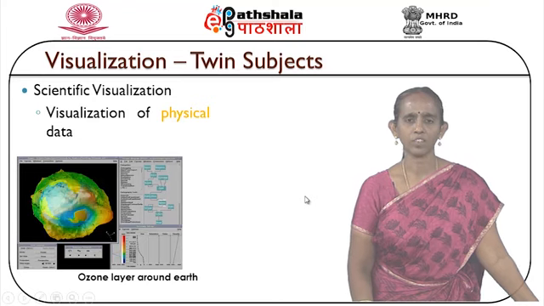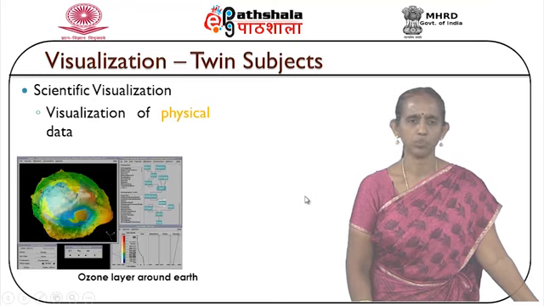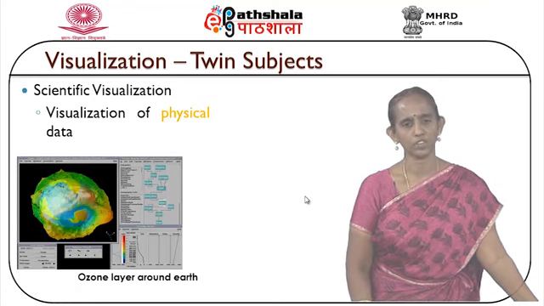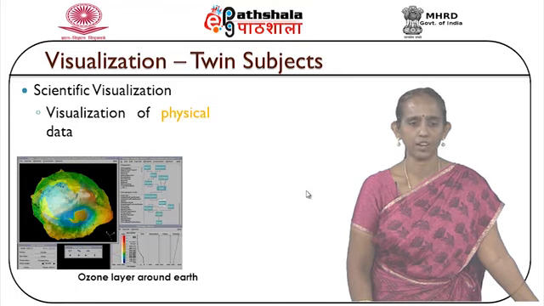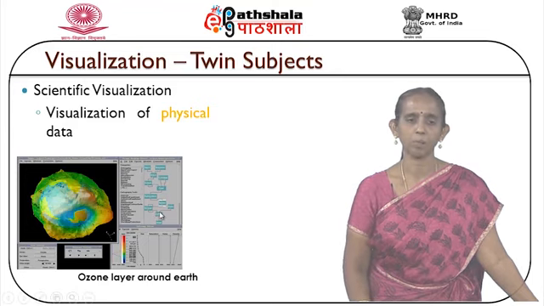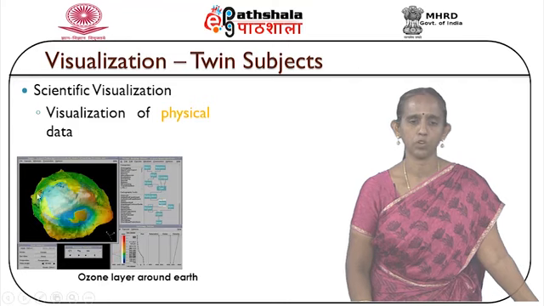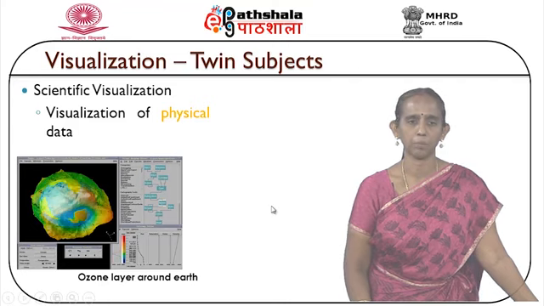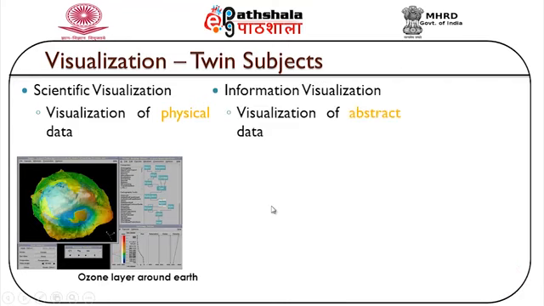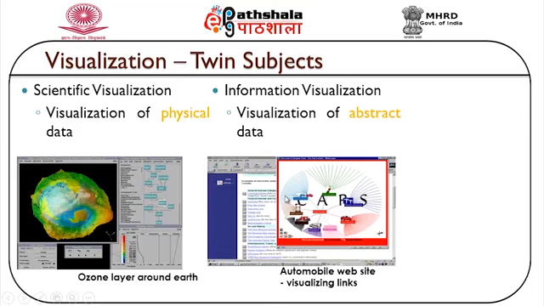If you look at visualization as such, it consists of two subjects. One is the scientific visualization, which is visualization of physical data. Here they have given an example: the ozone layer that is present around the earth can be visualized in this manner. The other kind of visualization is the information visualization, which is the visualization of abstract data. The example given here is the automobile website, visualizing the links that are available in the automobile website. So, these two are different flavors of visualization.